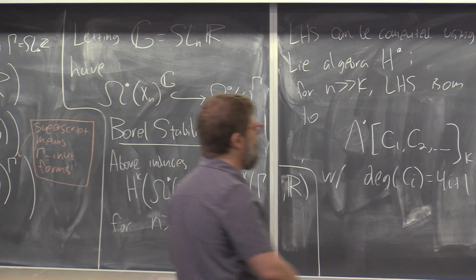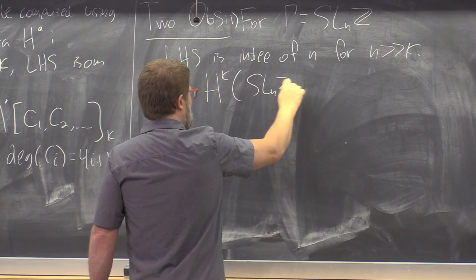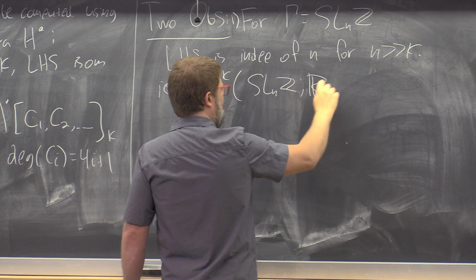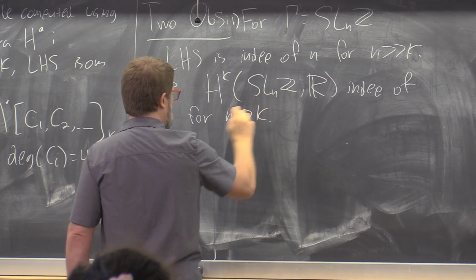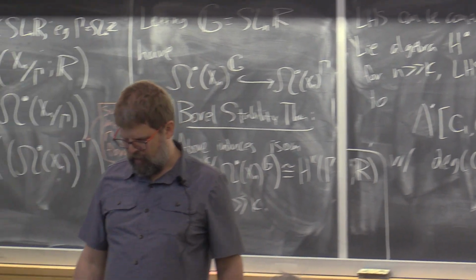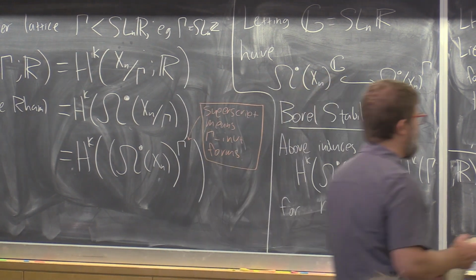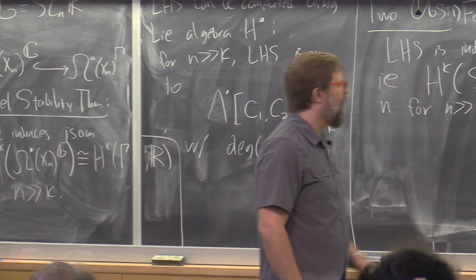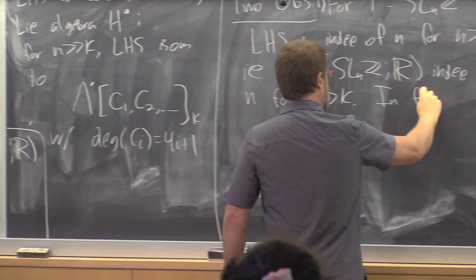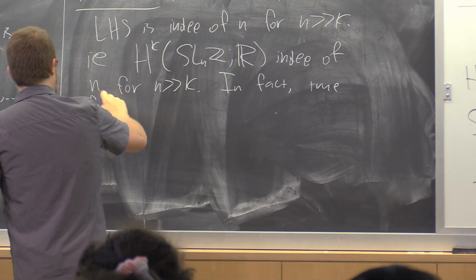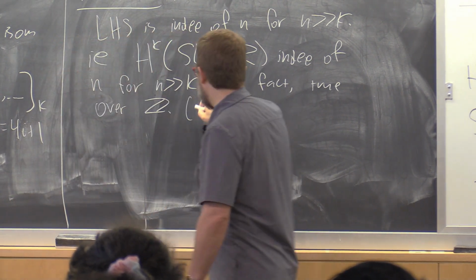So this says that H^k of SL_n(Z) with real coefficients is independent of n for n large. I think with the work of Putman and Miller, and I'm probably forgetting a couple, Cooper and others, you can take n to be just larger than k. In fact, this is true over Z. This is what's called homological stability.